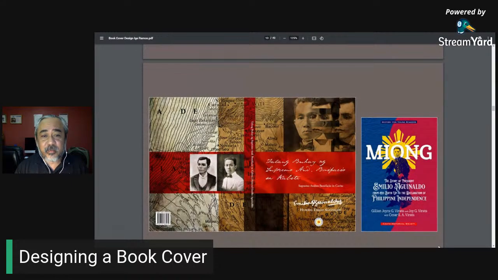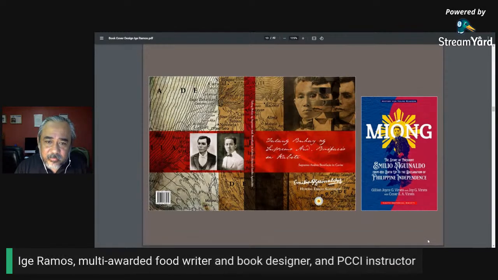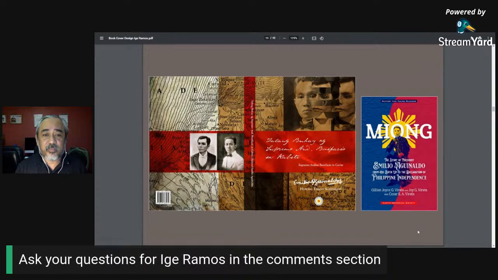Okay, and then last year I was able to finish two books during the height of the pandemic, and one of which is ito yung Talang Buhay ng Supremo Andres Bonifacio sa Cavite. So this is the handwritten account of Aguinaldo when Bonifacio went to Cavite, no? So I don't want to be controversial, but please don't shoot the messenger. I just designed the book.